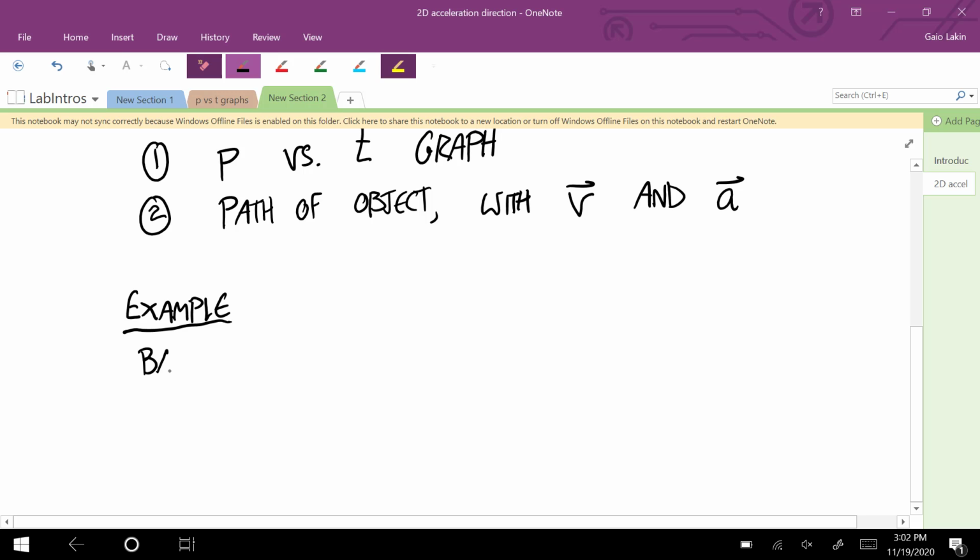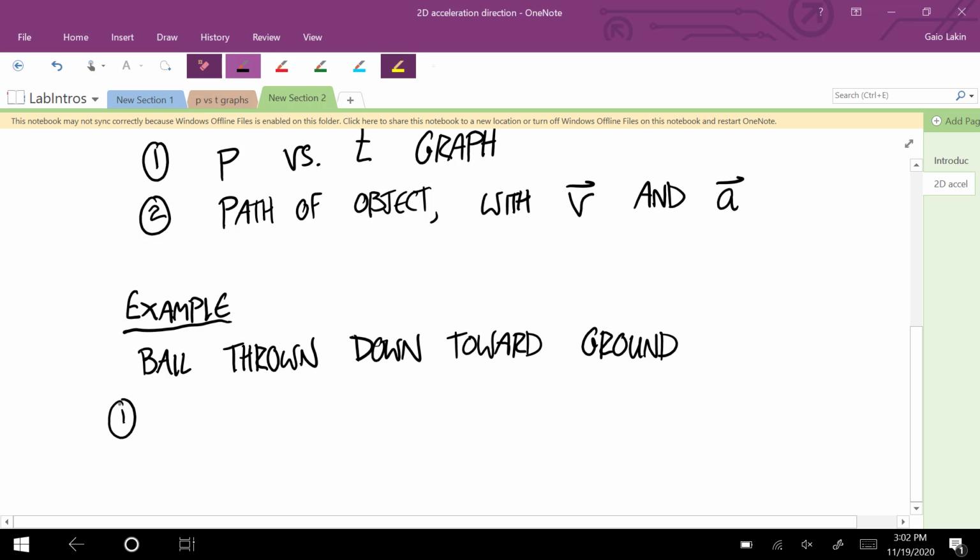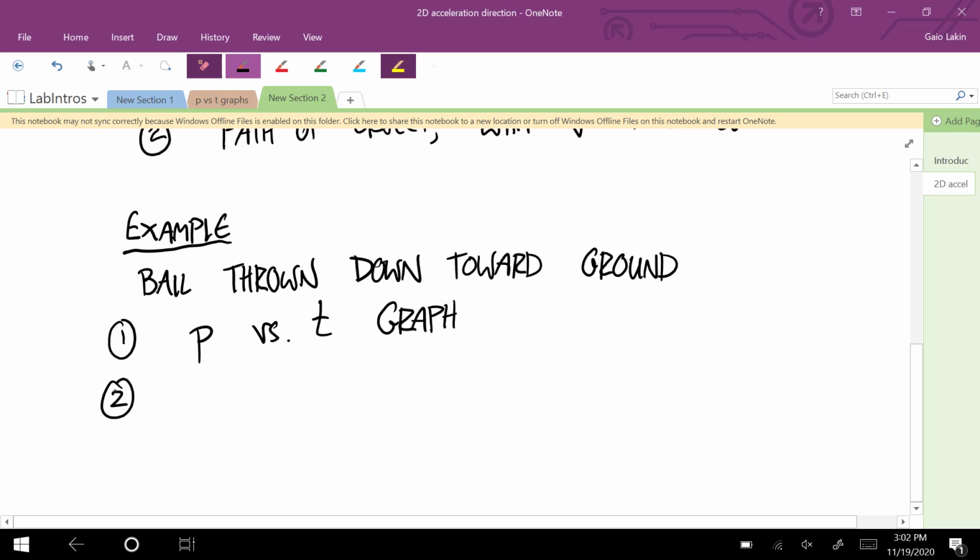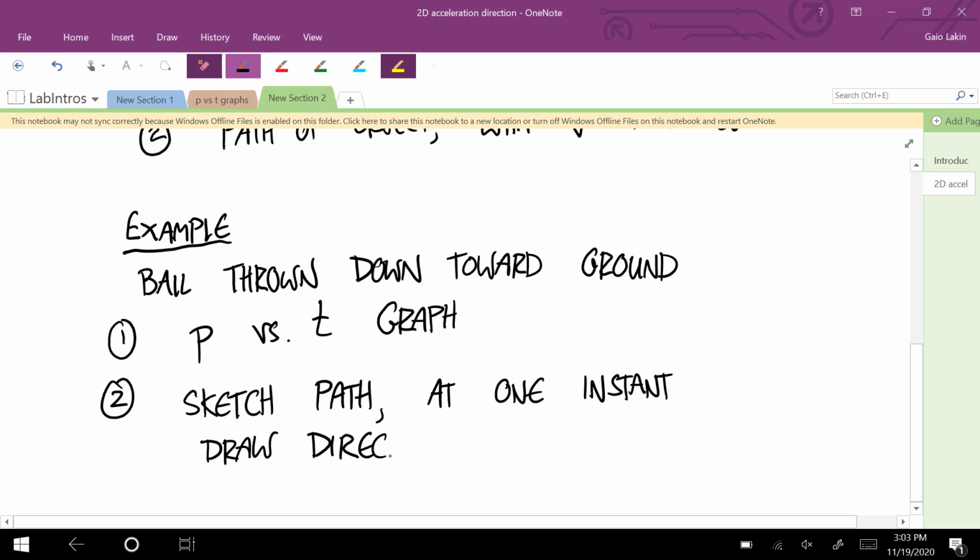Let's say that a ball is thrown straight down towards the ground. And we want to do two things. First, we want to draw a position versus time graph of that motion. And second, we want to sketch the path of the ball, and at a single location along that path, that represents a single instant. So at one instant, we want to draw the direction of the velocity vector and the acceleration vector.